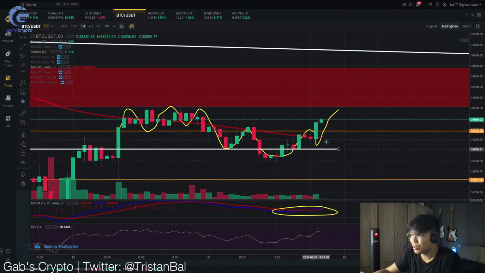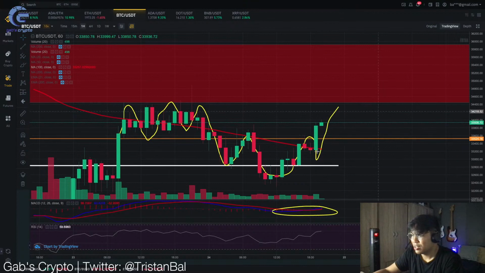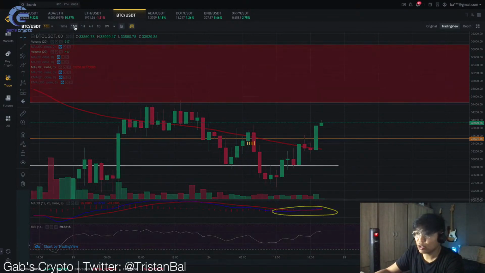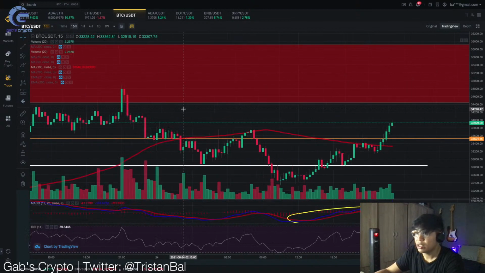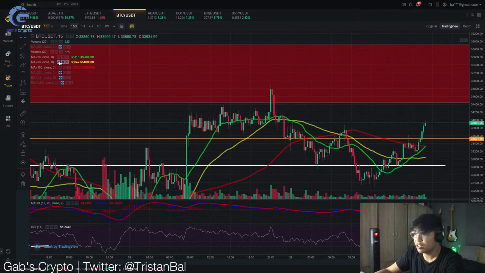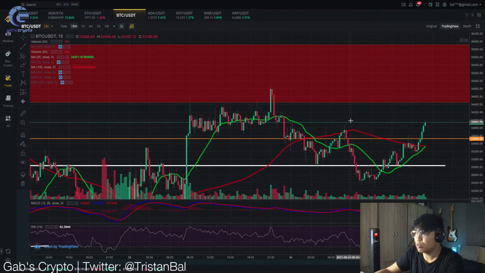Katulad nito, actually kanina, habang naghihintay ako nung nawala internet connection ko, fina-follow ko yung 15-minute time frame. And then sa 15-minute time frame, binuksan ko itong 20 and 50 moving average. Actually, 20 and 100 moving average.